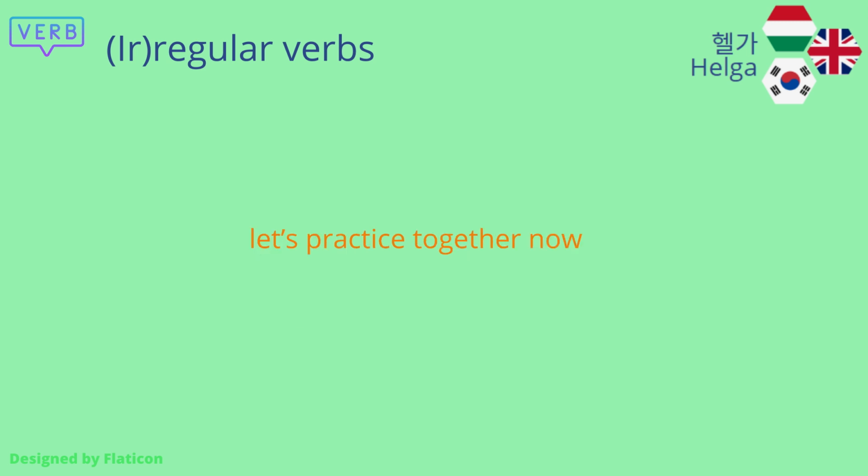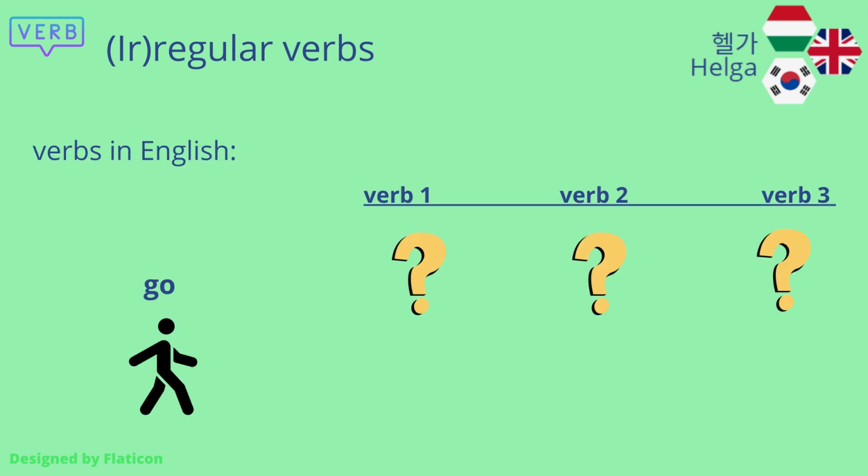Let's practice together now. Go. Do you know what is the verb 1, verb 2, and verb 3? Go, went, gone. Very good, well done.